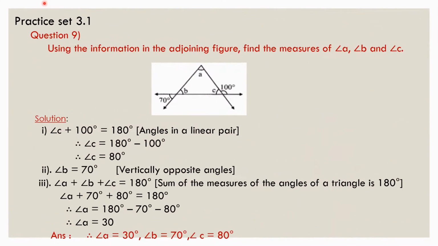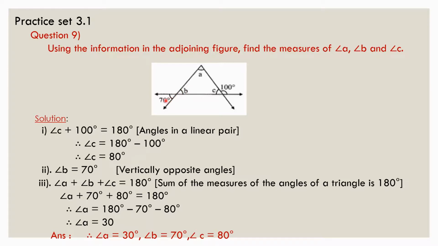Number 9. Using the information in the adjoining figure, find the measures of angle A, angle B and angle C. In this question, the figure is already given. Mark the letters A, B and C. Angle C and 100 degrees is the linear pair. 70 and B are the vertically opposite angles.